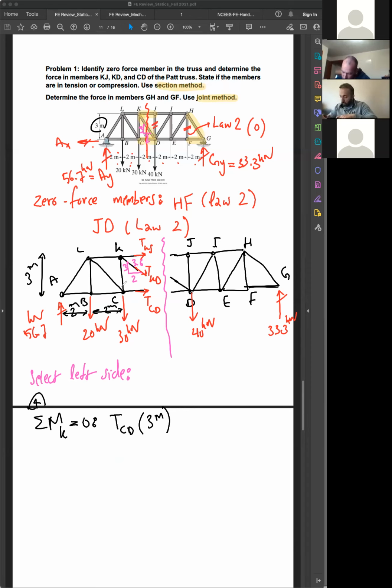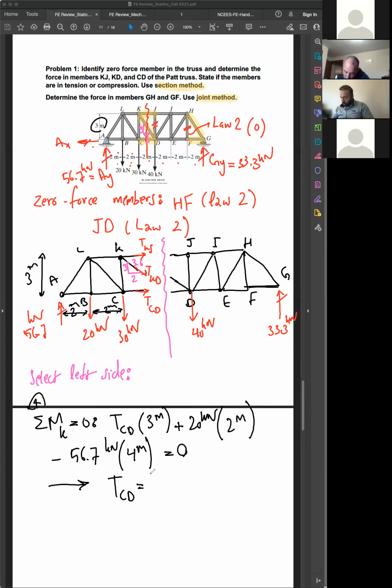All right, about point K. So this 30 wouldn't produce anything. This 20 would be counterclockwise with the arm of 2. And then we have this guy rotating clockwise, so negative 56.7. The arm for that would be 2 and 2, 4. All right, nothing else, equal to 0. From this, TCD would be equal to, all right, here we would say 40 minus 56.7 times 4, over 3, would be 62.